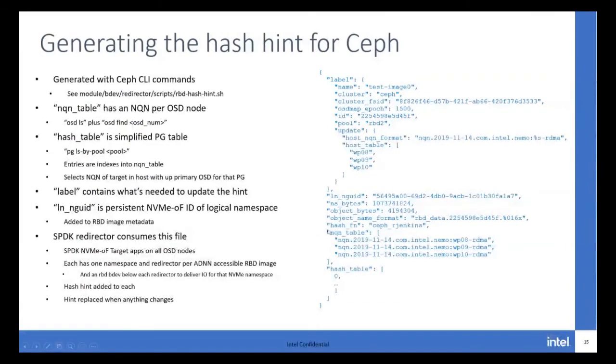And for Ceph, that's going to be the Robert Jenkins hash and the Ceph stable mod function.